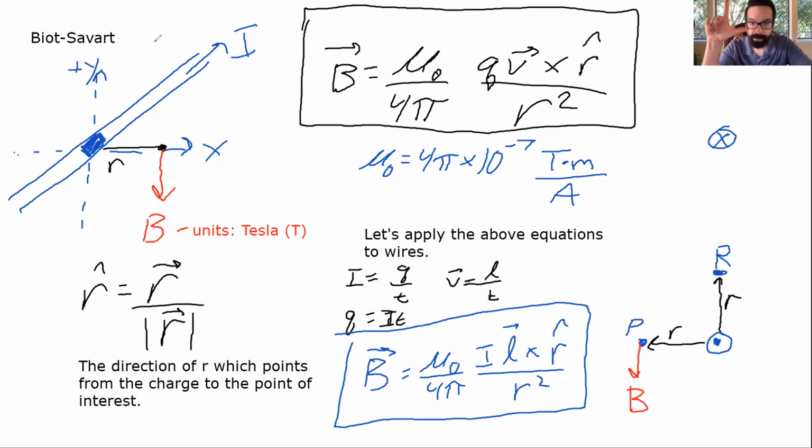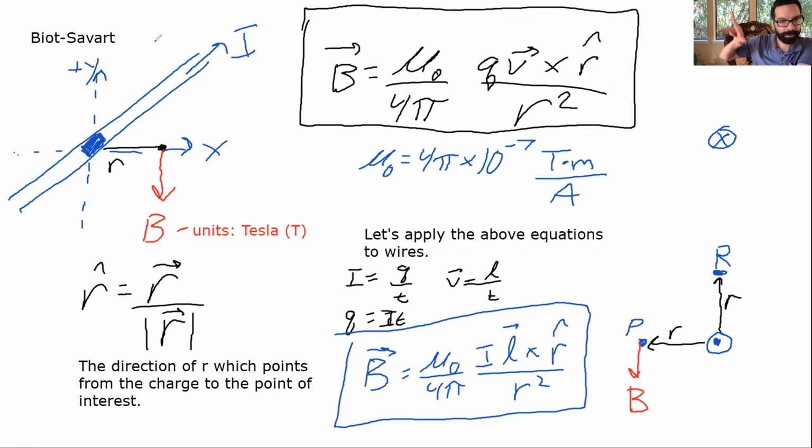Let's try this out. My thumb is my current, so my current is coming out towards you. My pointer is my R, which is pointing up. As you can see on the video, my thumb's pointing out towards you, that's my current, and my pointer is pointing up, that's my R. Look at my middle finger: it's pointing to the left, so that tells me my magnetic field is going to the left.